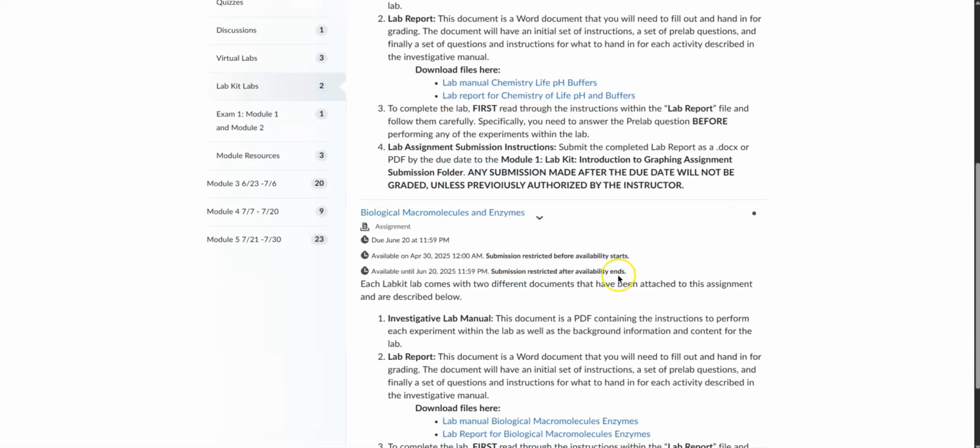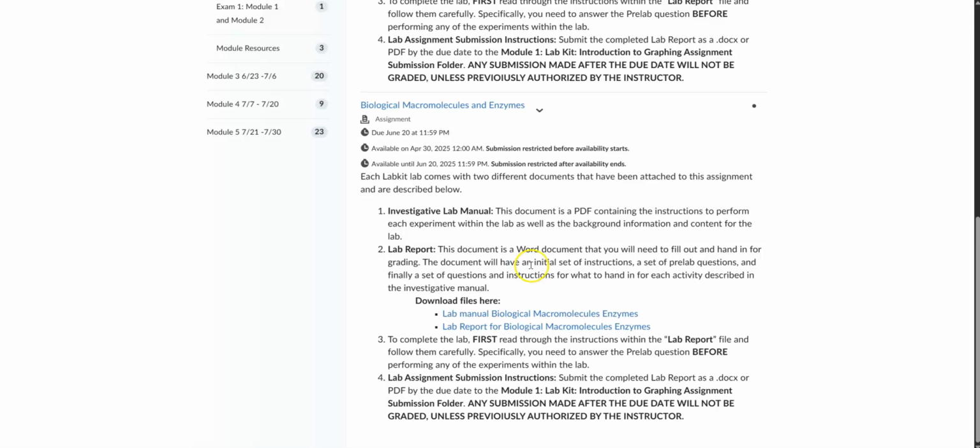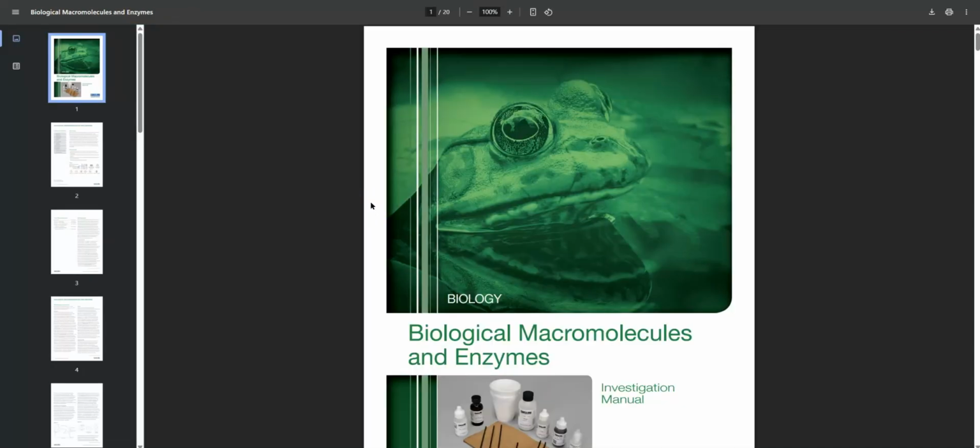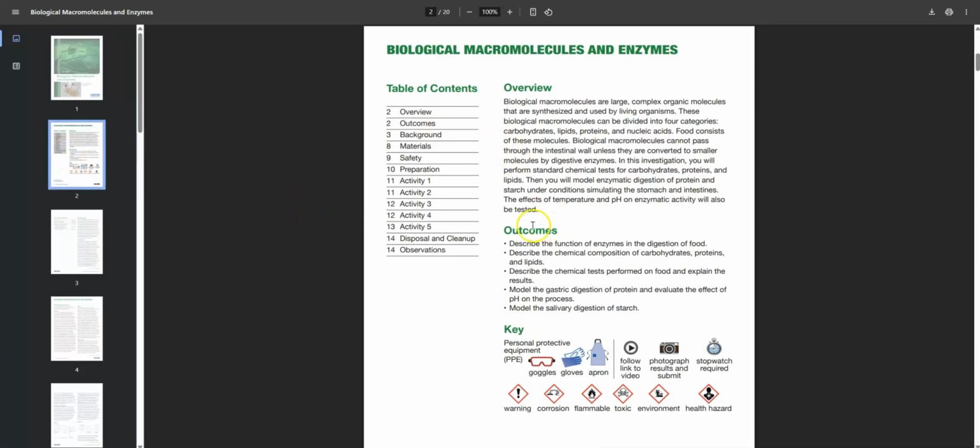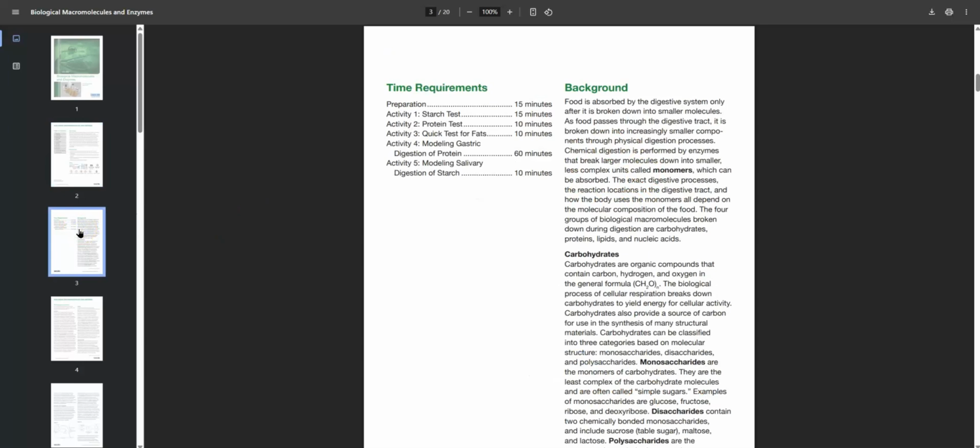So then you're going to move on to your next lab, which is about macromolecules. Now this one is going to be a little bit more intensive because there's more materials that you have to gather. So going into your lab manual, macromolecules you should have already learned about from your readings, which are carbohydrates, lipids, proteins, and nucleic acids. This is giving you just a quick overview of it.